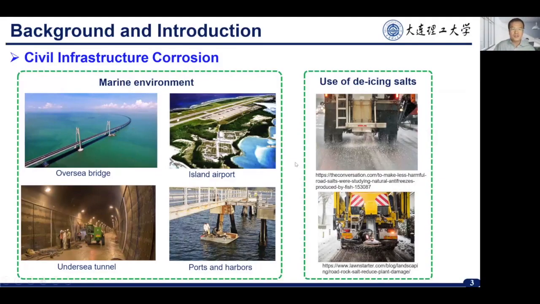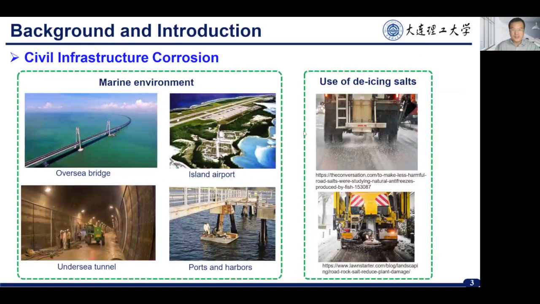For some civil infrastructure in marine environments, such as overseas bridges, island airports, sea tunnels, ports and harbors, as well as those subject to the use of deicing salts in winter, chloride-induced reinforcement steel corrosion is one of the primary causes of premature deterioration of concrete structures.